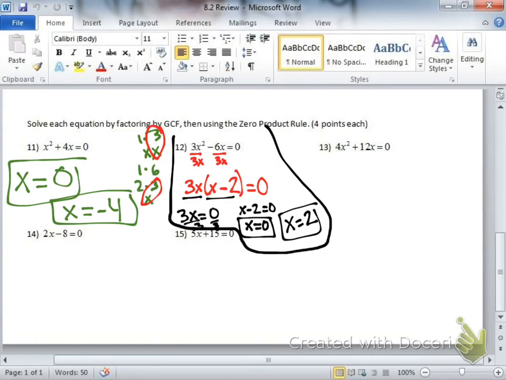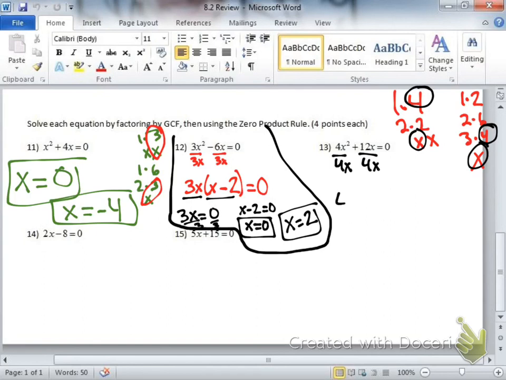All right, on the next one, same thing. We have to find the GCF first. So we have 1 and 4, 2 and 2, x and x. We also have 1 and 12, 2 and 6, 3 and 4 with an x. What do they have in common? 4x. So I'm going to divide each term by 4x. I'm going to write a 4x in the front of my answer. 4x squared divided by 4x leaves you with just that x. What's 12 divided by 4? 3. You already used the x, so you're good.